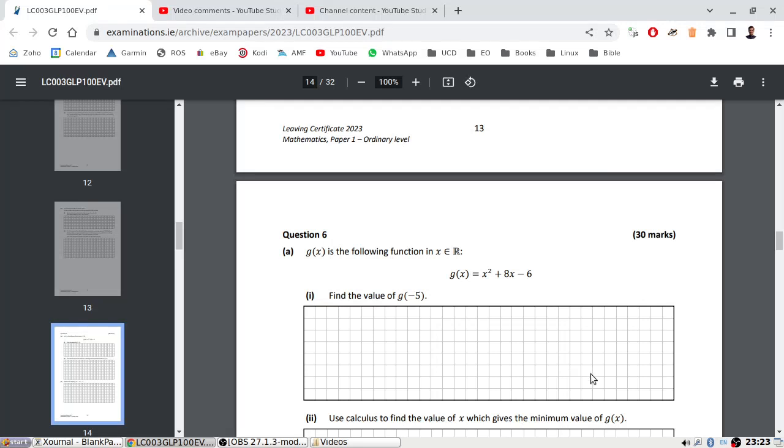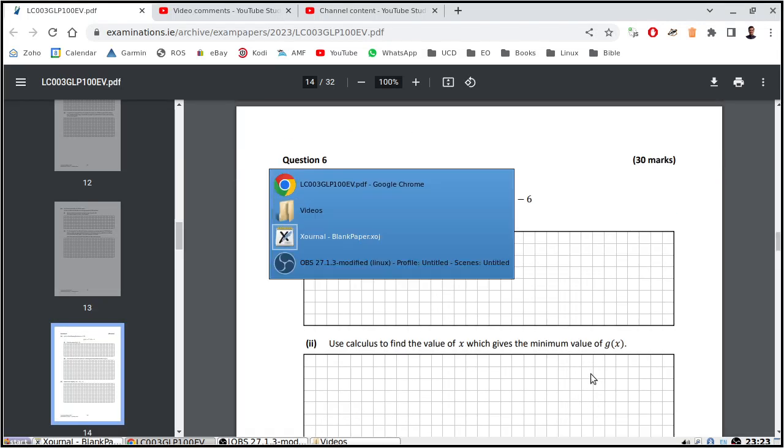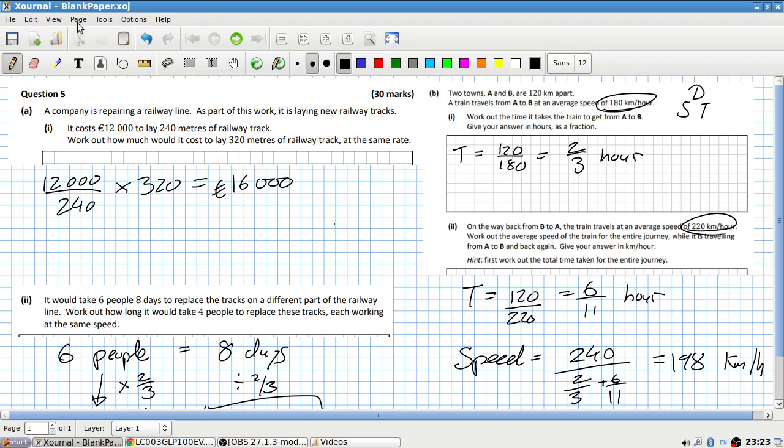Okay, what's next? Function question, okay.